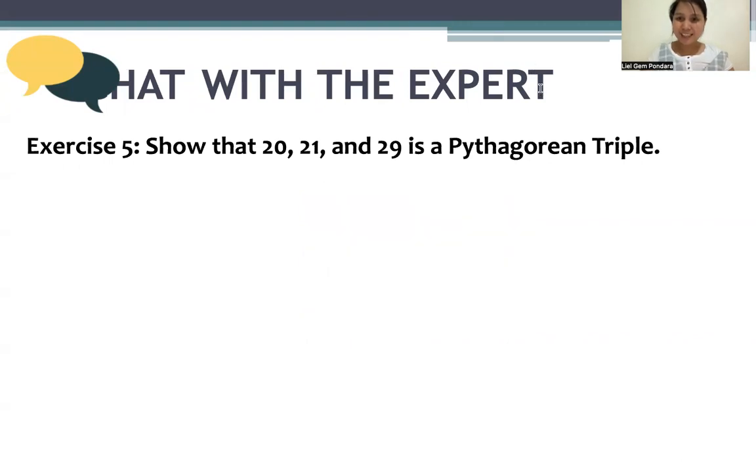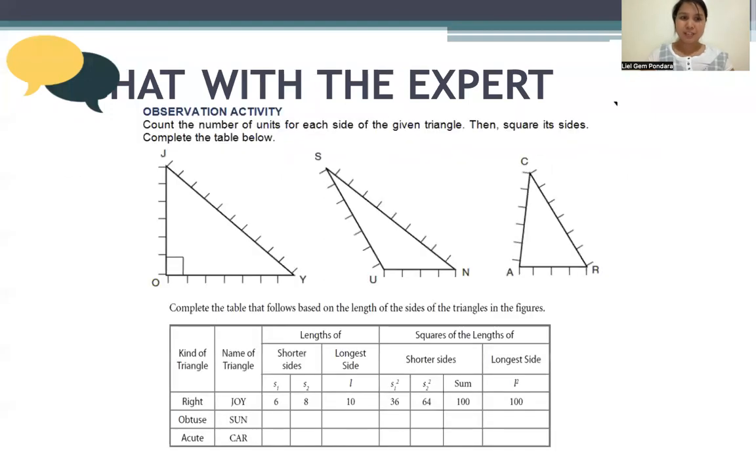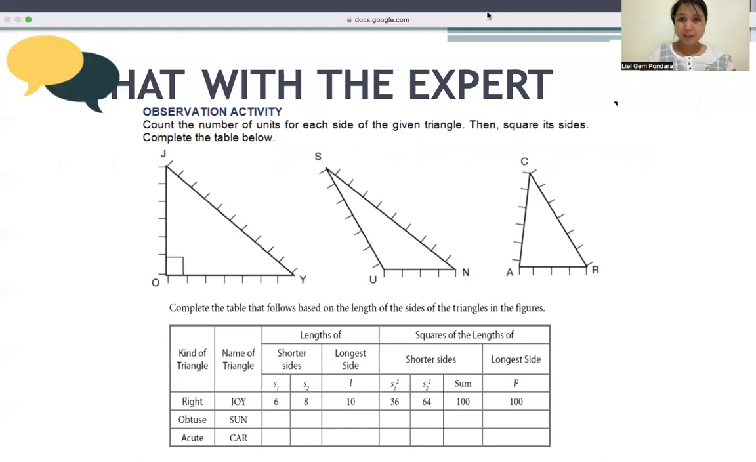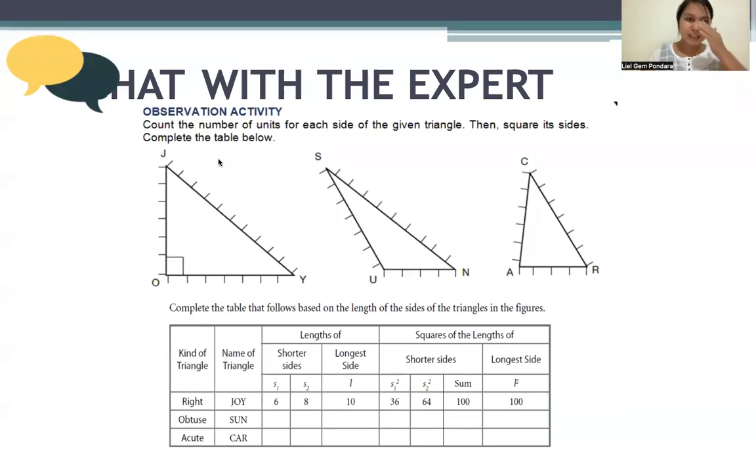Let's go to our next activity. We will have an observation activity, and here's what we'll do. Count the number of units for each side of the given triangle. Then square its sides. Complete the table below. Let's try counting. Remember, this one is a right triangle.